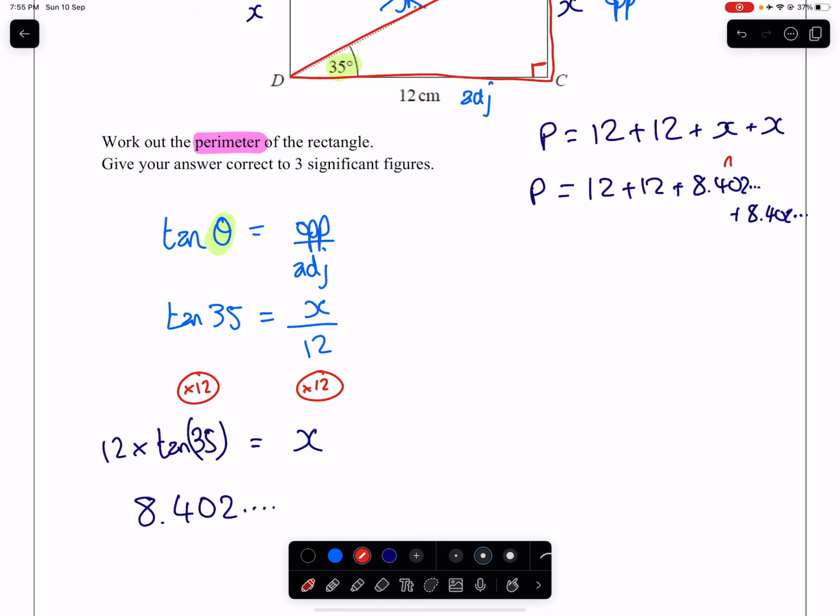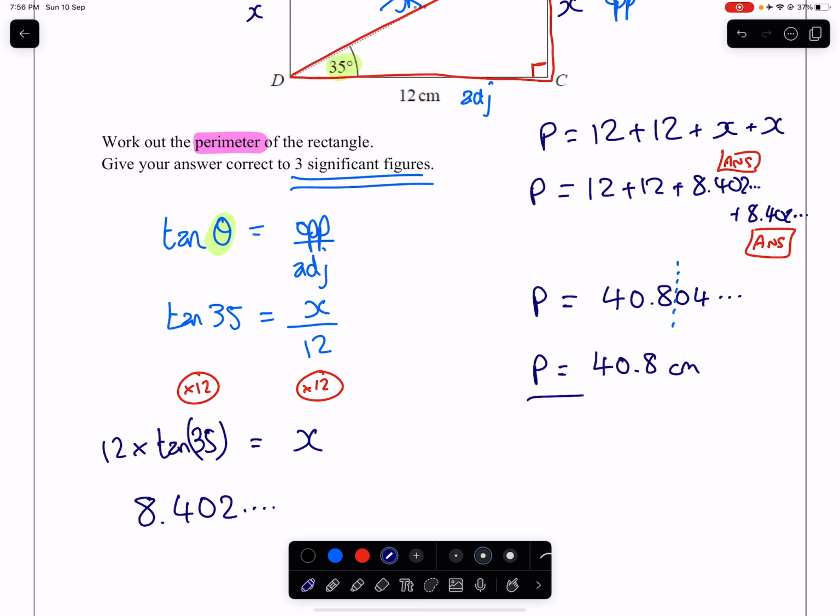What you're actually going to type into the calculator is your answer button when it comes to adding these. So you're going to have 12 plus 12 plus ANS button plus ANS button, which gives us an answer of 40.804, so on and so forth. And that rounded to three significant figures. First, second, third significant figures, which means the rounding happens here, giving us our final answer of 40.8 centimeters. Done.